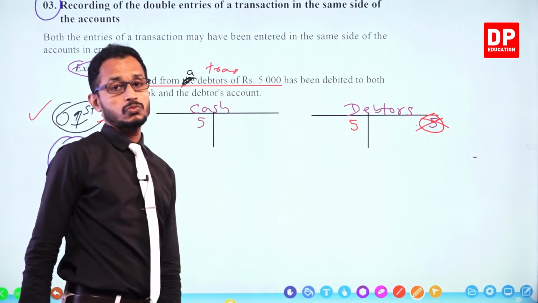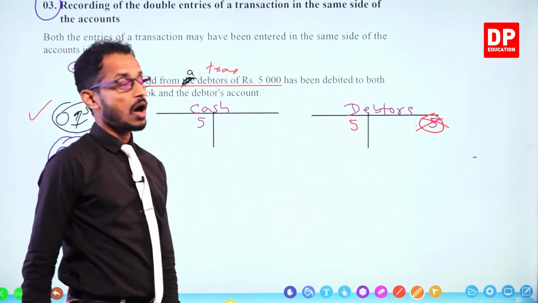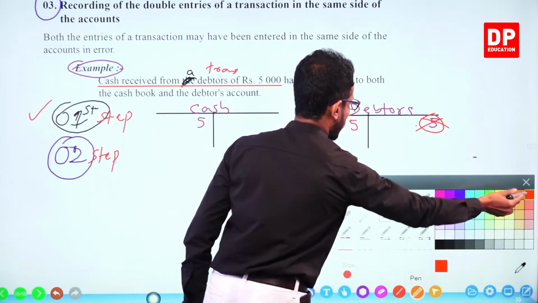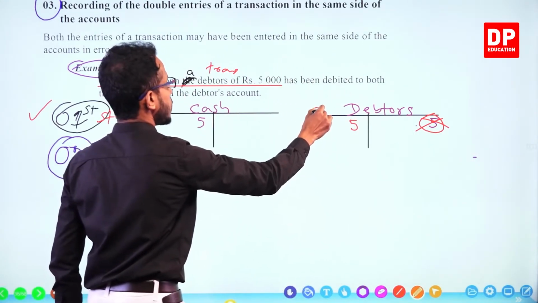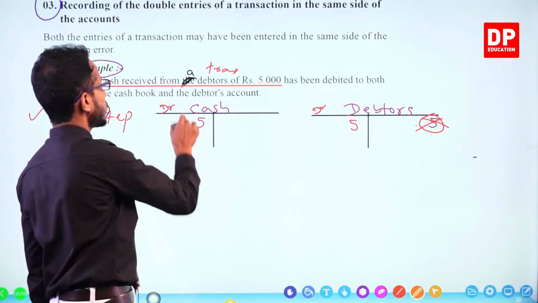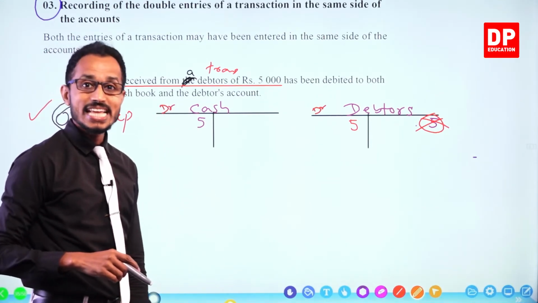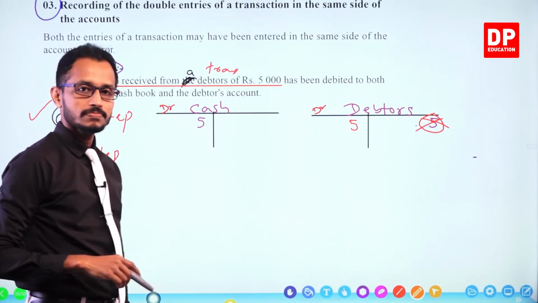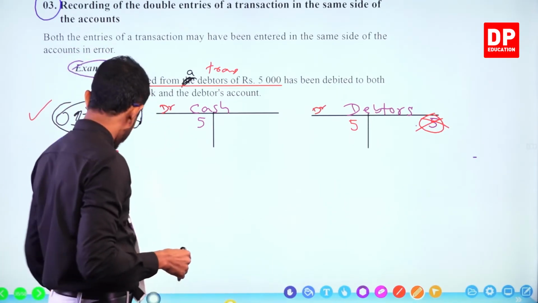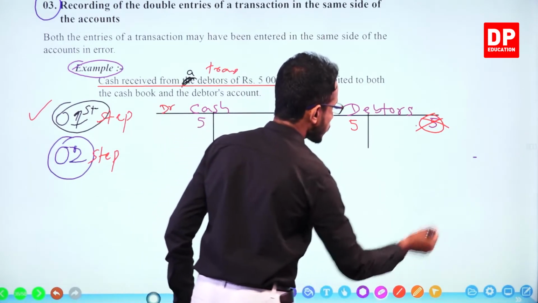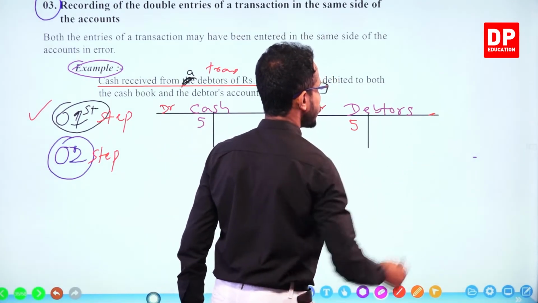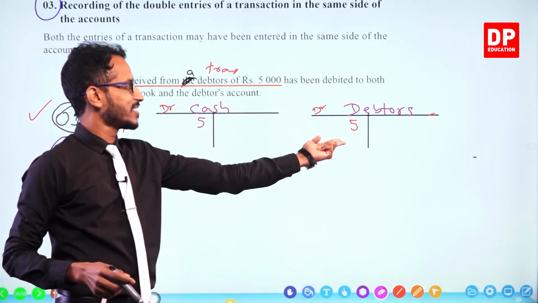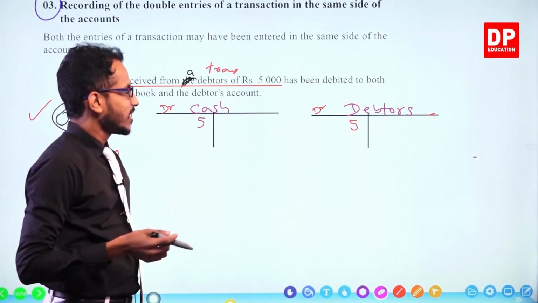Aha. Okay. Debit here and debit here. Both accounts debit. Wow. Of course, that is a serious error. Now, nothing in the credit side. Nothing in the credit side. Both accounts debited. Okay. All right.